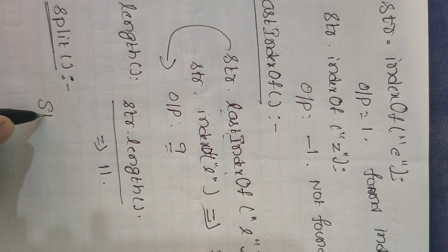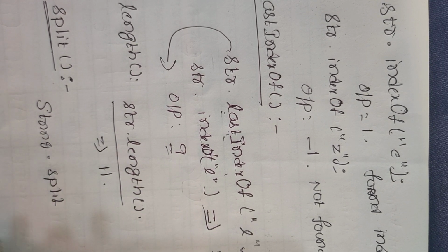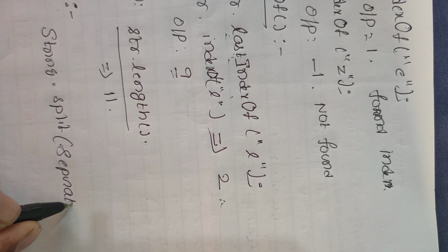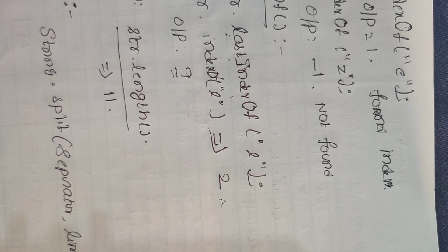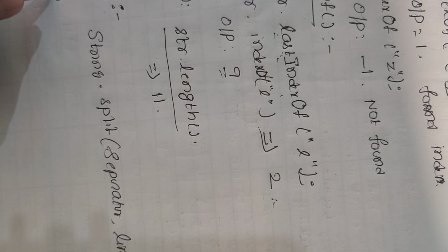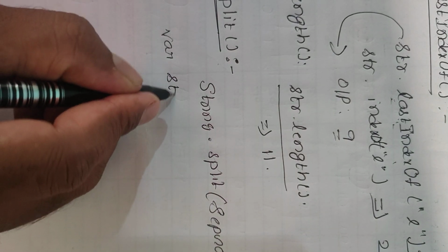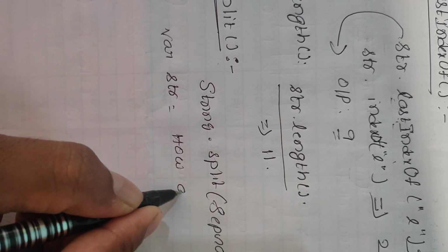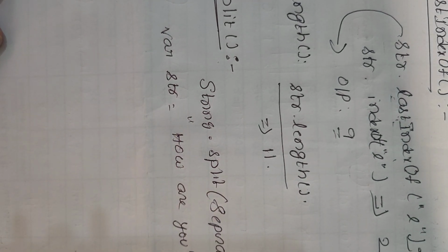A string, here string is there, then after that split, then after that separator, then after that how many, that means I will take the limit. So for example, here I will be taking var str is equals to how are you. I am taking one simple example.